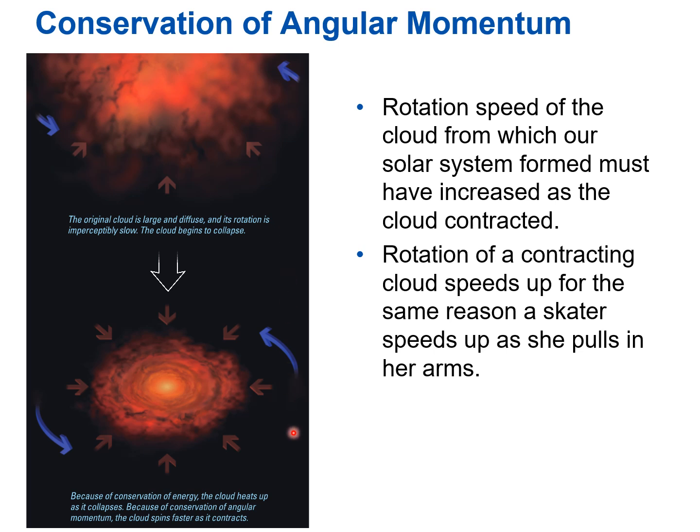Now, as it collapses, conservation of angular momentum says that whatever slow rotation it had in the beginning, as it gets smaller and smaller, it will start to speed up. Rotation of a contracting cloud speeds up for the same reason a skater speeds up as she pulls in her arms.